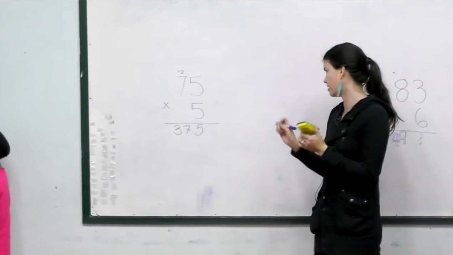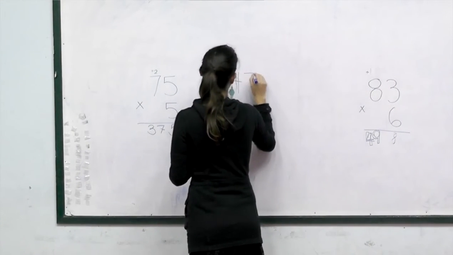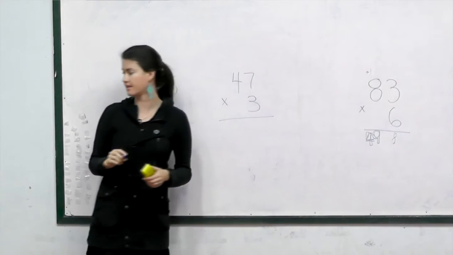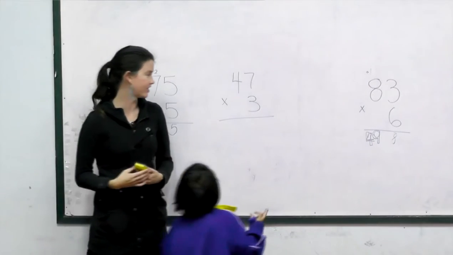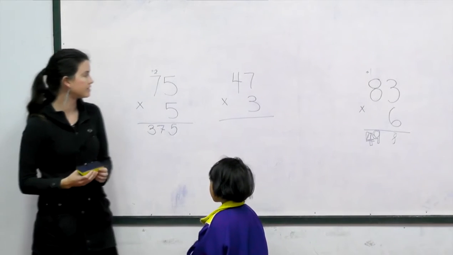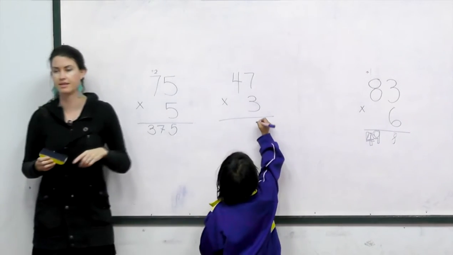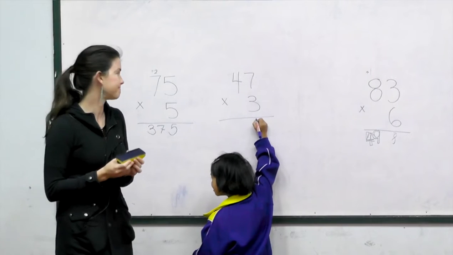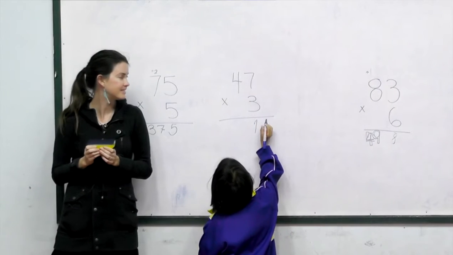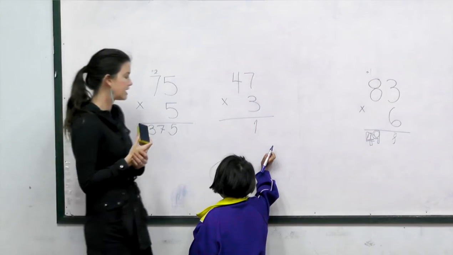Okay, Prow, you can come on up. Okay, you'll be next, Pot. 47 times 3. I bet she's going to start in the ones place. We need to think about 3 times 7, what that answer is. We've got our 1 in our ones place. That's great.